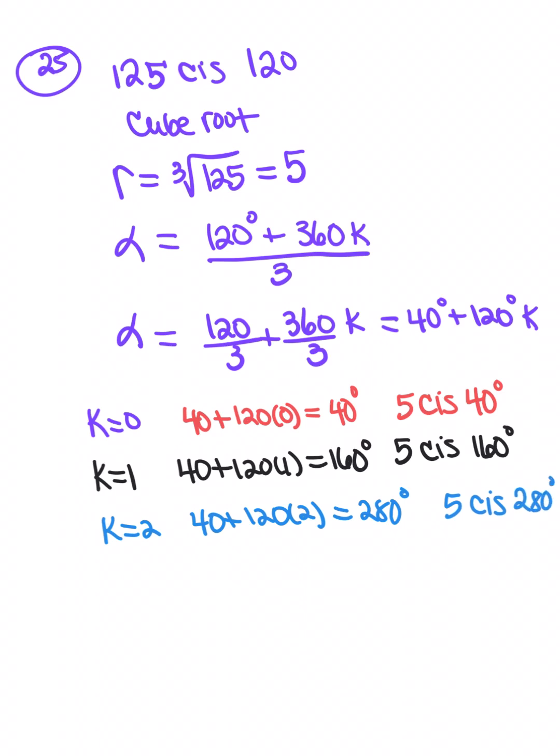So when we graph this, we have r is 5 and 40 degrees. So the first one's at 40. The next one's at 160. And the last one's at 280, which is in quadrant 4.